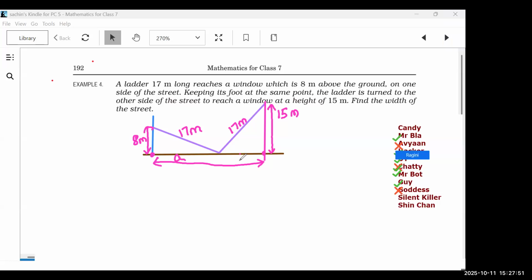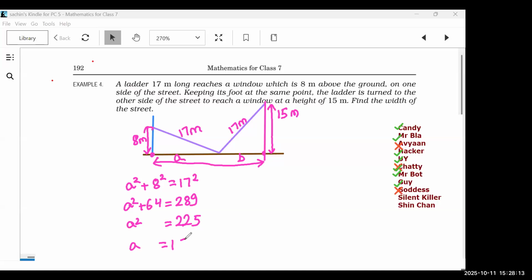So let me call it A and let me call it B. So A square plus 8 square is equal to 17 square. A square plus 64 is equal to 289. So A square will be equal to 289 minus 64, that will be 225. So A will be equal to the square root of 225, which is 15 meters.